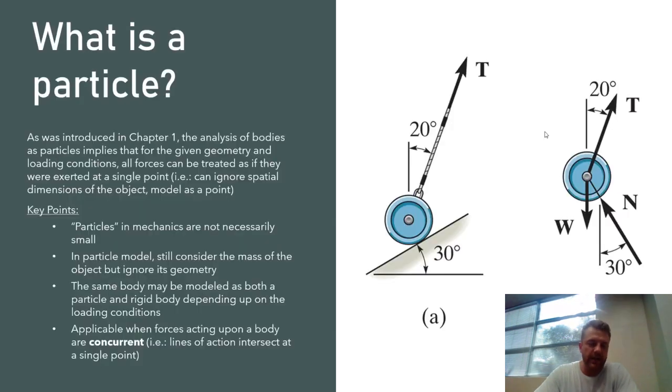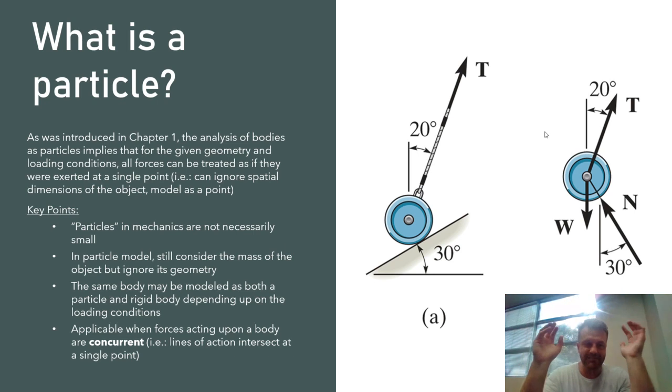So we talked about this particle idea a little bit back in chapter 1, if you can remember back to a few weeks ago. And the key point was that as we approach problems from an engineering point of view, we want to get an accurate answer, of course. However, it's important that we take the most efficient approach to our analysis that we can. And what will happen is, under certain loading scenarios for certain geometries, when a body is acted upon by forces, we can just ignore the physical dimensions of that body and treat it as if all actual forces were acting on a single point on the body. We can actually model it as a particle.